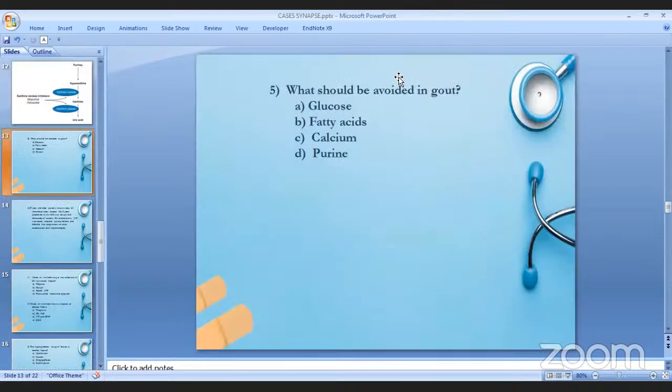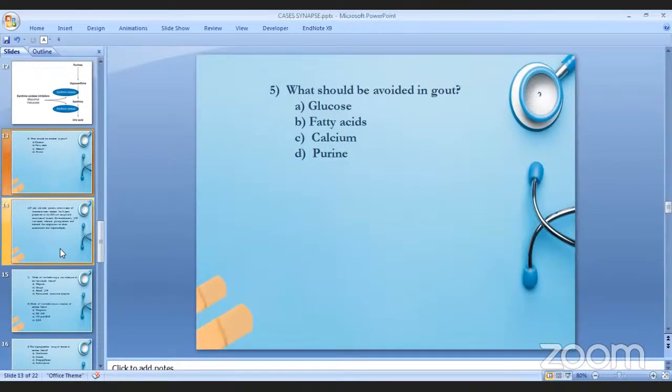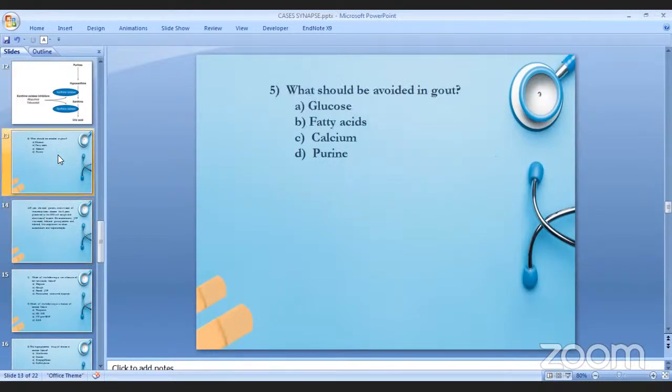So what should be avoided in gout? This is a very easy question, as I've mentioned before. Uric acid comes from what? Purine. So purine containing food should be avoided in gout, such as, as I've mentioned before, alcohol, red meat, and organ meats. And a recent study actually shows that fructose containing food should also be avoided in gout. The recent study has shown some association between fructose and gout.